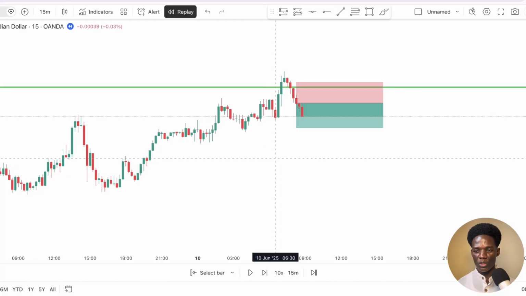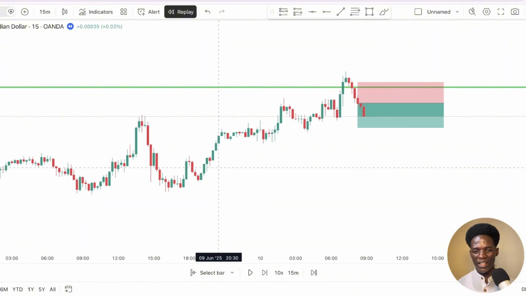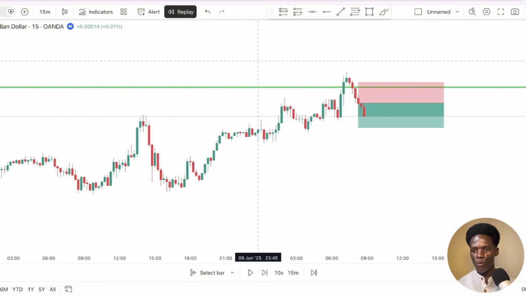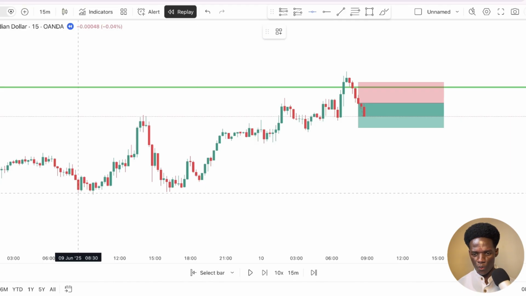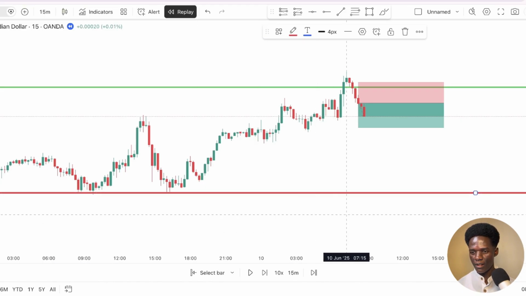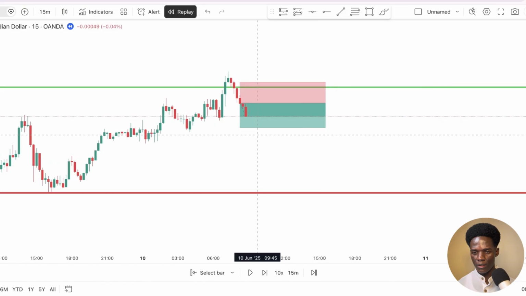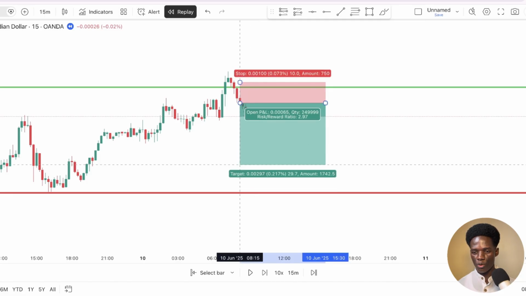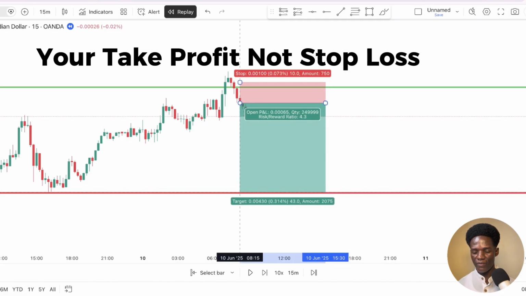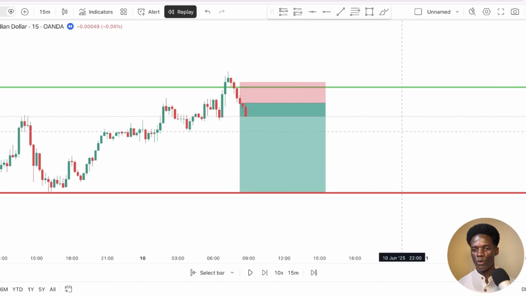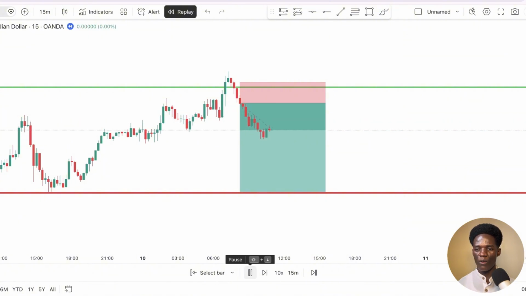You place your stop loss on the 15 minutes time frame. We have a key support level right here, so you place your stop loss at this key support level. What is next? We want to wait for price to hit our TP. Let's wait for price to hit our TP.